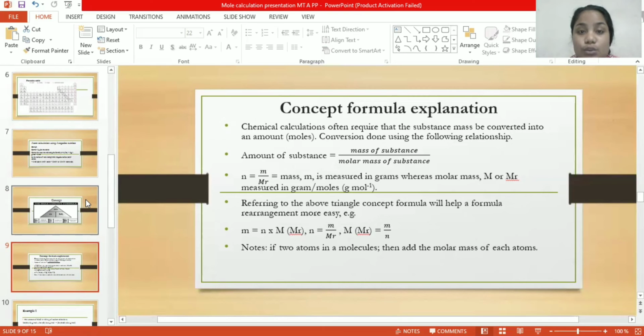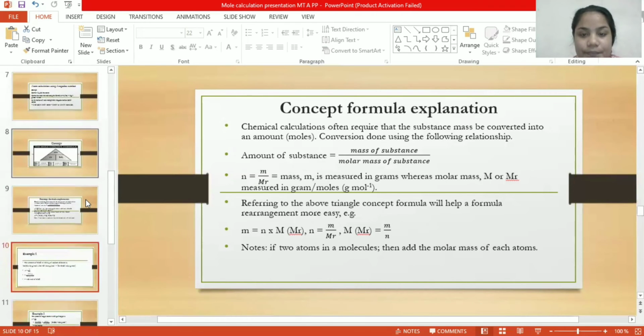But if that atom is 2, like water, H2O, what you are going to do is take the molar mass of hydrogen from the periodic table and times it by 2, and then plus the molar mass of oxygen. Then you get the total molar mass of water in the molecule.